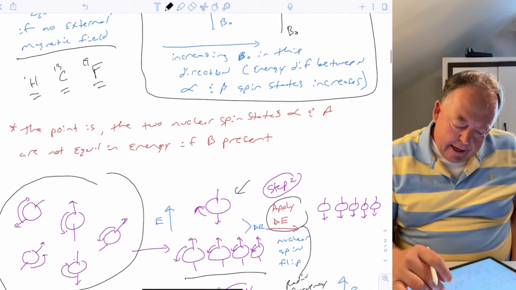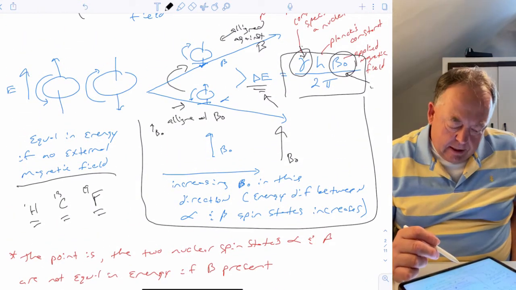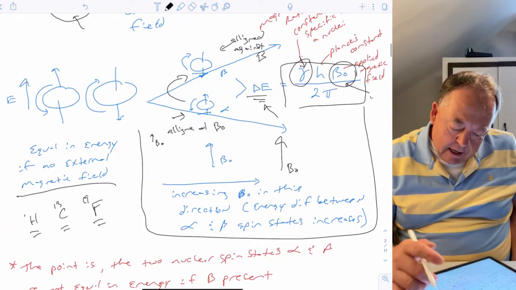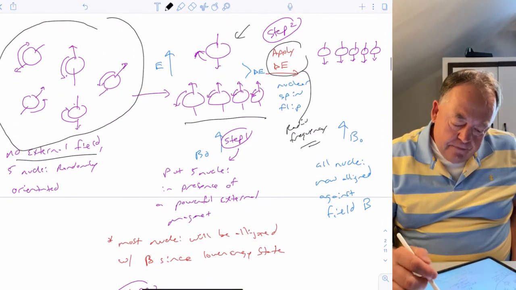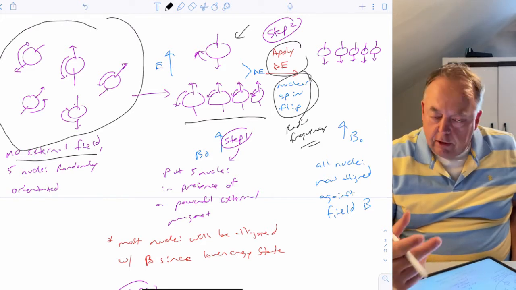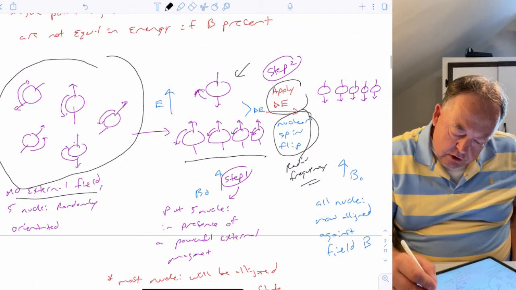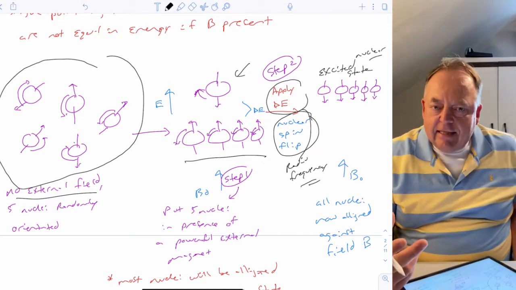So we basically apply enough energy to make the nuclei do a spin flip and go from being aligned with the field to being aligned against the field. So we apply whatever this energy gap is, whatever delta E is, we apply that energy, and that will cause what's called a nuclear spin flip. So the nuclei go from being aligned with the field to this, what's called an excited state. So then they would all be aligned against the field.